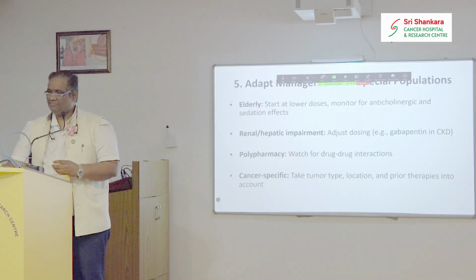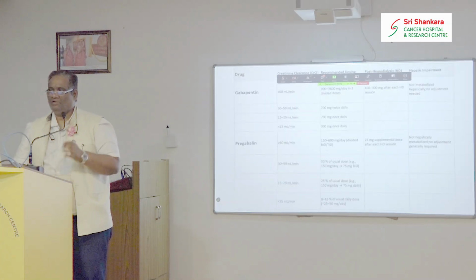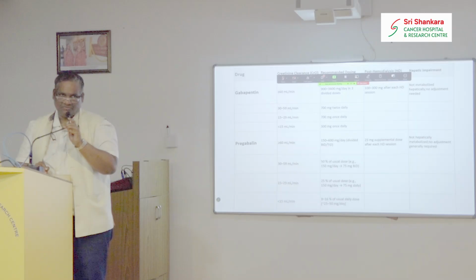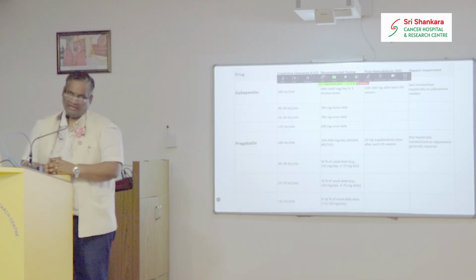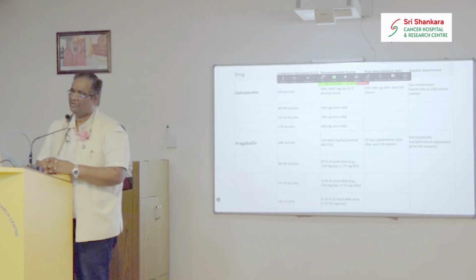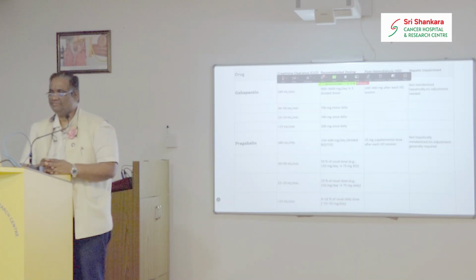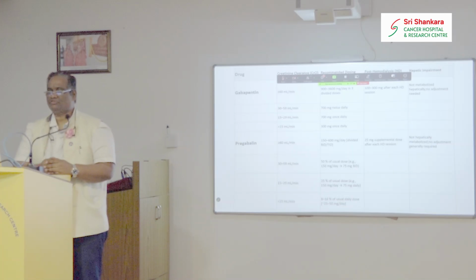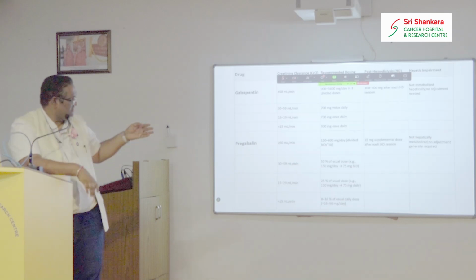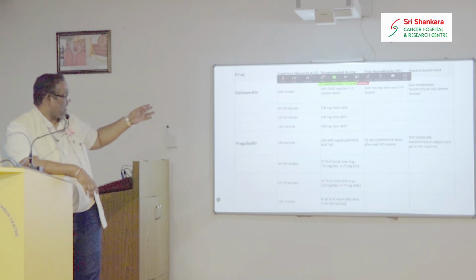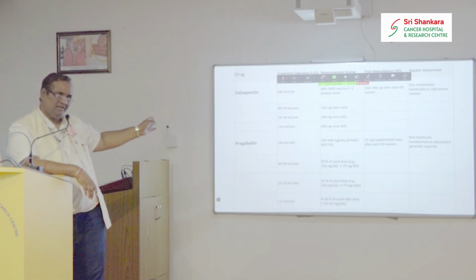And if you see, especially the gabapentin, because it is mostly dependent on the renal clearance, it is very, very important. You have to know, based on the creatinine clearance, you have to adjust your doses. Okay, same happens to the pregabalin. And if you see this, I have highlighted.